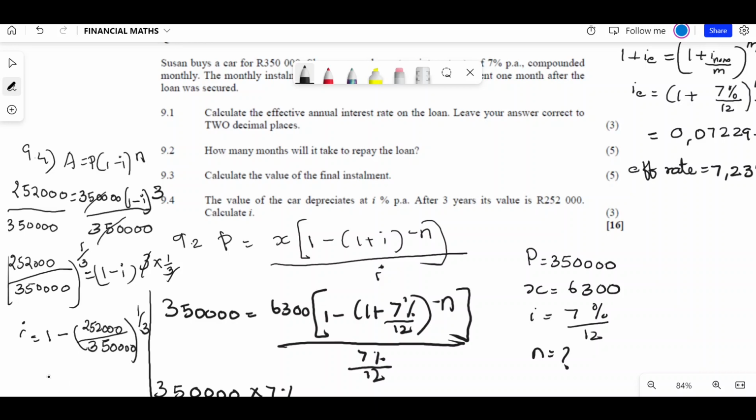So the final answer is going to be, you are going to get 0,103, etc. So therefore the rate equals 10,34% when you multiply by 100. That is the final answer.